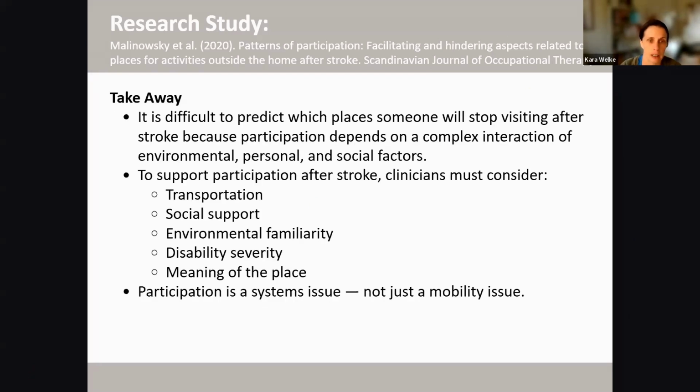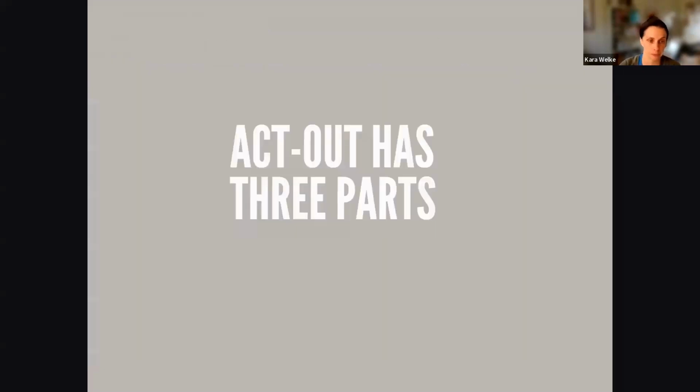The takeaway of this study is that we clinicians need to really consider transportation, social support, environmental familiarity, disability severity, and meaning of the place. And again, we've already talked about this before, but participation is a systems issue, not just a mobility issue. I know that was really fast going through some of the research, but you have access to all the different research studies that were out there before as well.